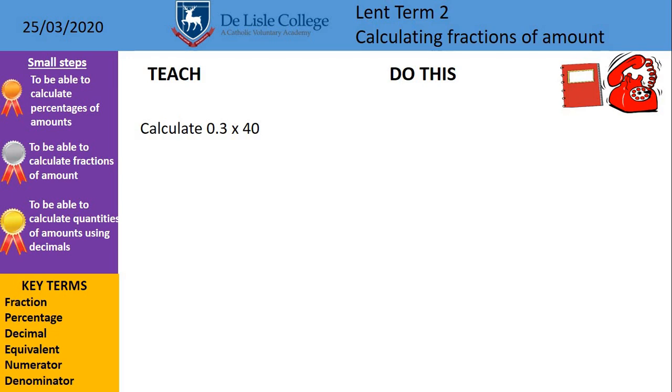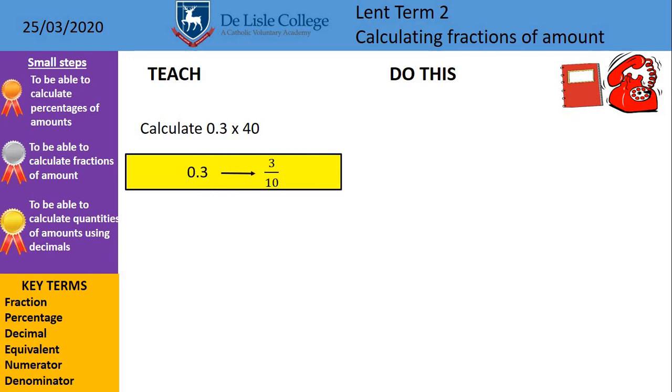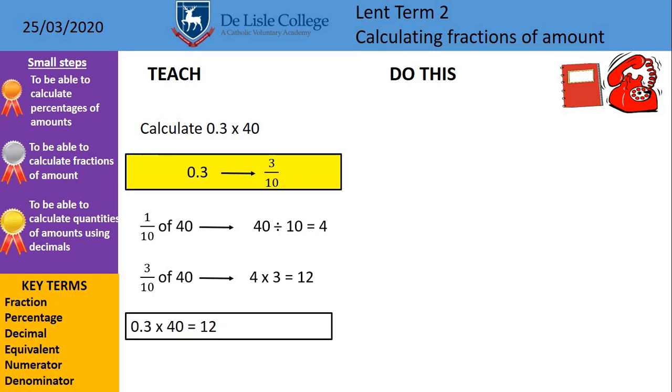How would we calculate 0.3 multiplied by 40? Well, we know that 0.3 is 3/10. So we could work out 3/10 of 40, so 1/10 of 40. 40 shared by 10 will give us 4. So 3/10 of 40 will be 4 lots of 3, which will give us 12. So 0.3 multiplied by 40 is 12.